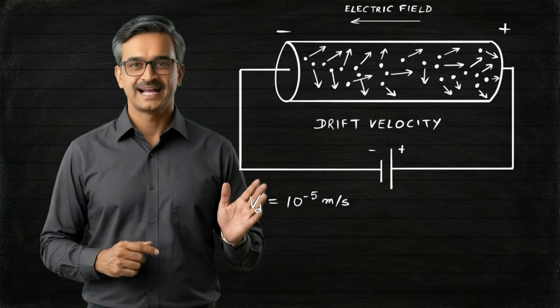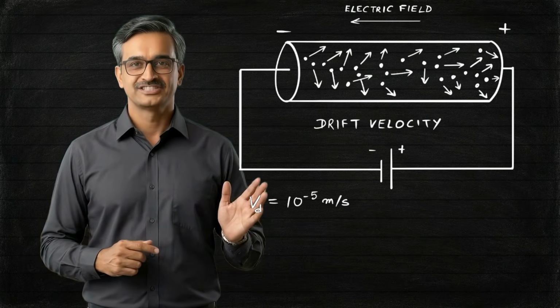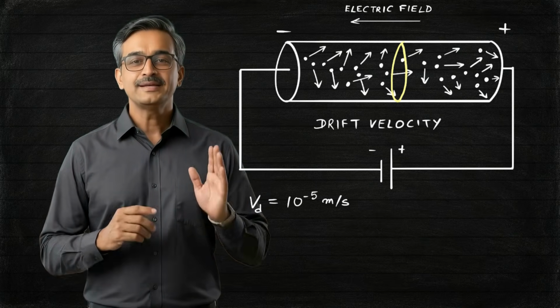Consider a copper wire carrying electric current. Let us assume the wire has a uniform cross-sectional area. Mark any cross-section of the wire and call it P.